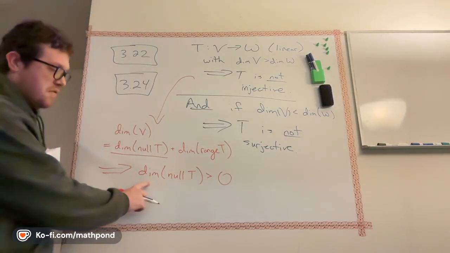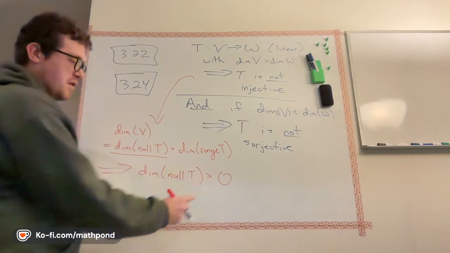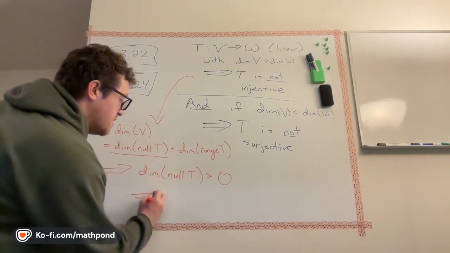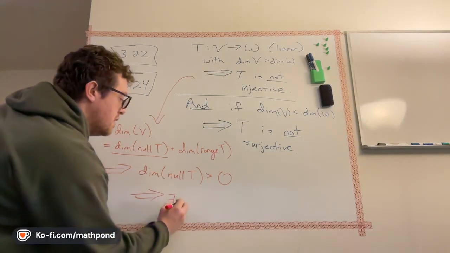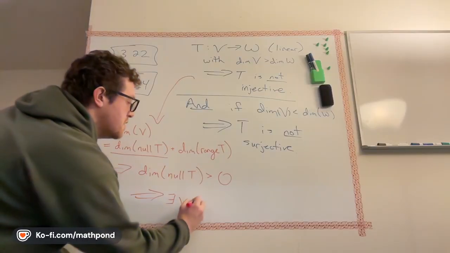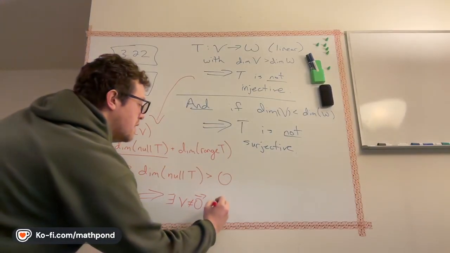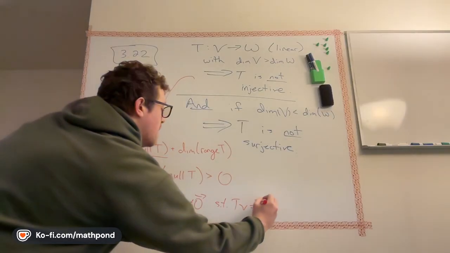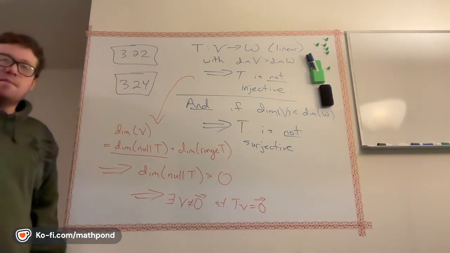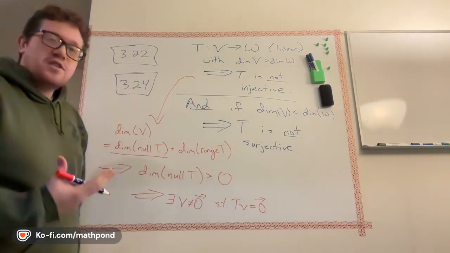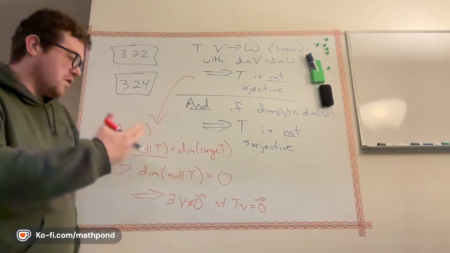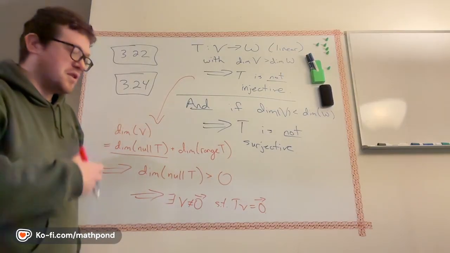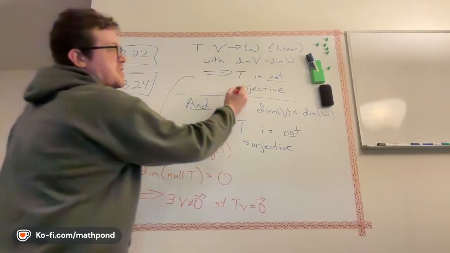Right? And if the dimension of the null space is greater than 0, that means there exists some non-zero vector v not equal to 0 such that T of v is 0. Right? But linear transformations also send 0 to 0. So if something non-zero goes to 0 and 0 goes to 0, that means not injective.